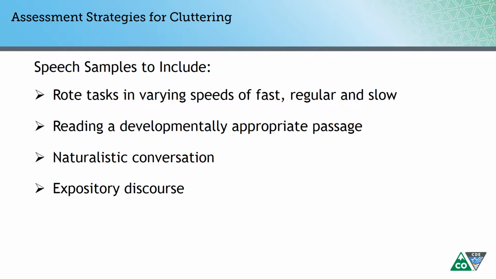When assessing speech samples for cluttering, look for rapid or irregular rate, fluent flow of speech, or jerky flow with abrupt pausing or ending of sentences. Consider intelligibility or comprehensibility of the sample and assess phrasing and prosody. The speech sample should include rote tasks in fast, regular, and slow rate. Comparisons of speech characteristics should be made between reading, conversation, and a discussion around an academic topic.